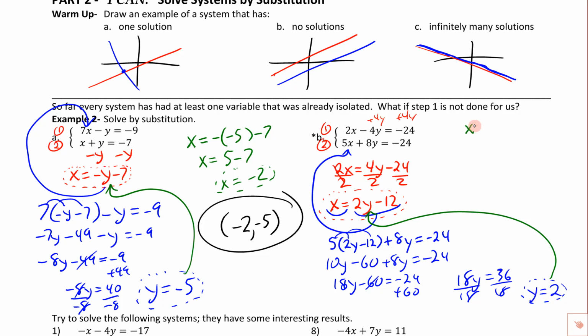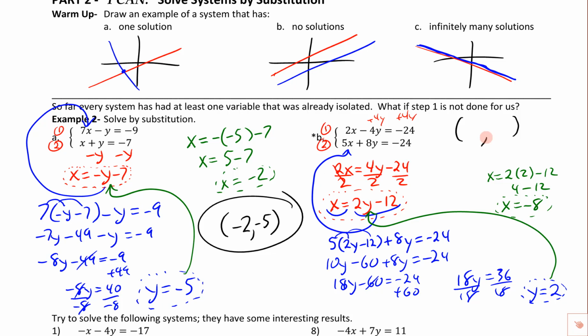So this becomes x equals, let me do it down here. We're going to do x equals 2 times whatever y is. I'm going to save a place for that, minus 12. So this is going to be 2 times 2, which is 4, minus 12. So we end up with x equals negative 8. So I'm going to put a dotted circle around that right there, and this is the solution.